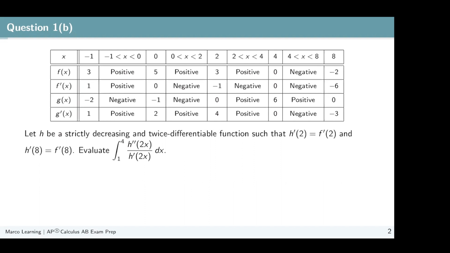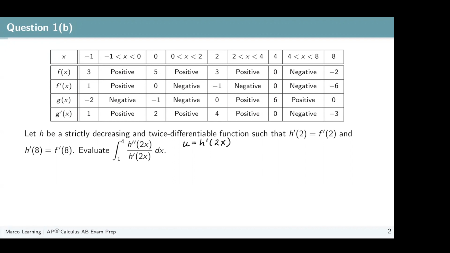Typically, when you have a quotient, you're going to want to choose something in the denominator to be your u. Now, that's not always true, but oftentimes that's true. So in this case, we are going to let u equal h prime of 2x. And that gives us an equation that relates u and h prime.